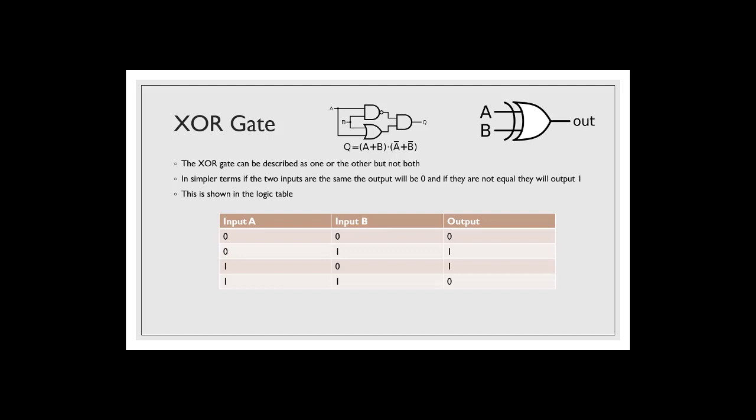The XOR gate can be described as one or the other, but not both. So similar to an OR gate, but if both inputs are 1, then it outputs a 0. So if the inputs are the same, the outputs are 0.